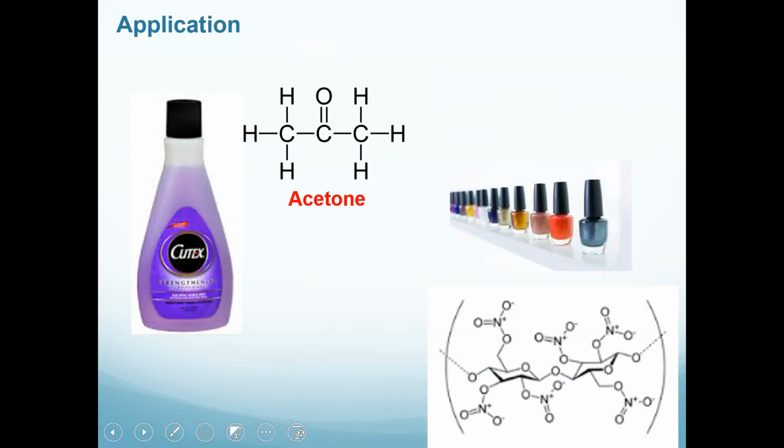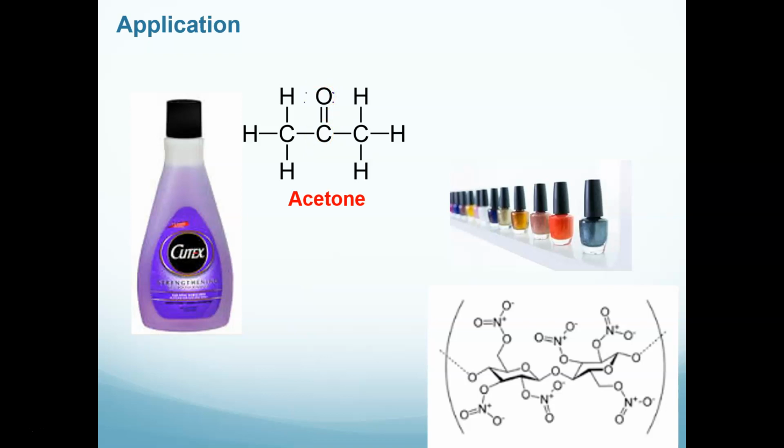Here's another example, and that's going to be nail polish remover. The active ingredient is going to be acetone. So this is the structure of acetone, minus some lone pairs here. And it's a polar molecule because we know that this carbon-oxygen double bond always has a dipole. There's always going to be a partially negative on oxygen and a partially positive on carbon.